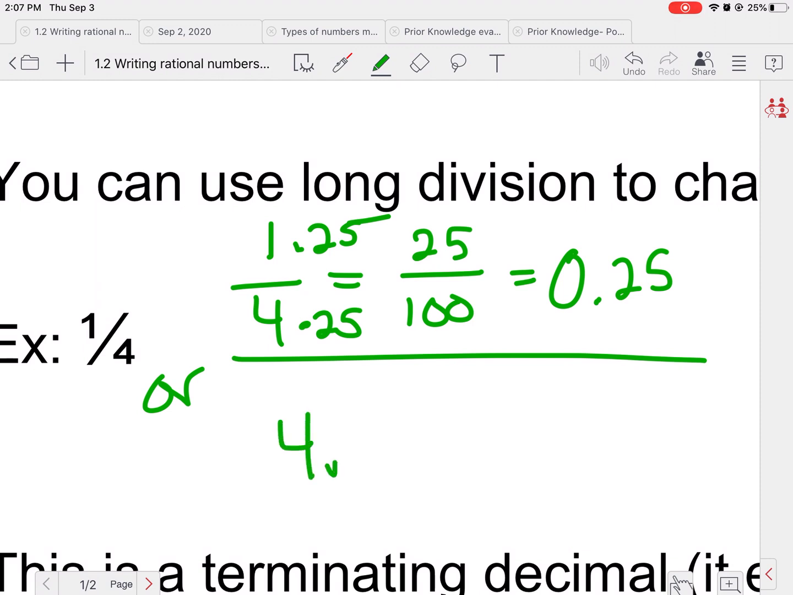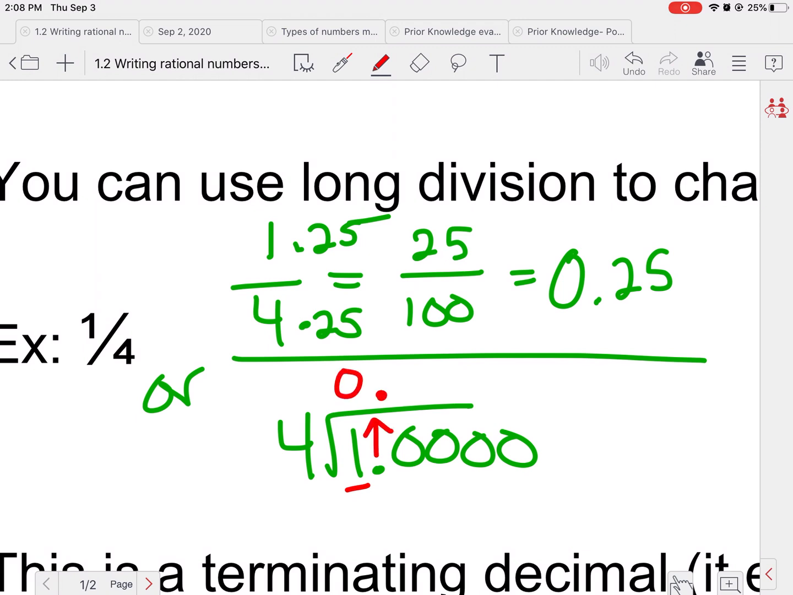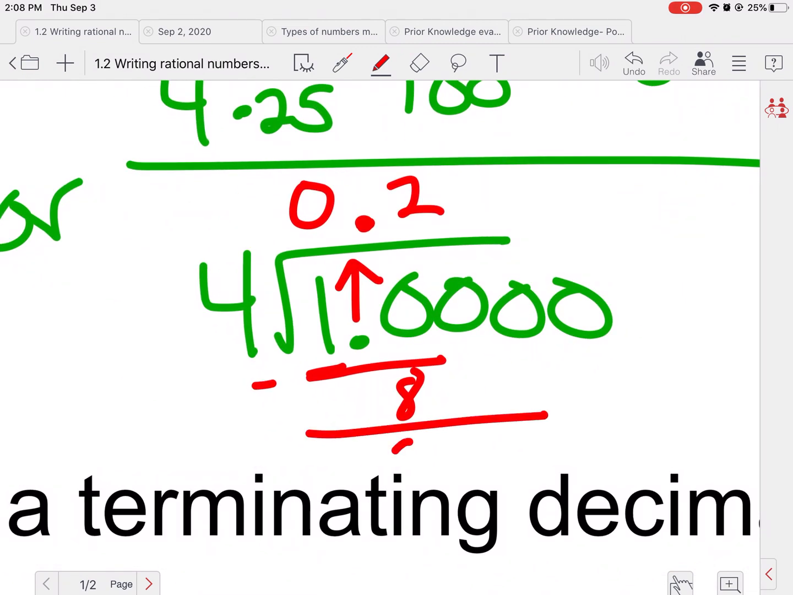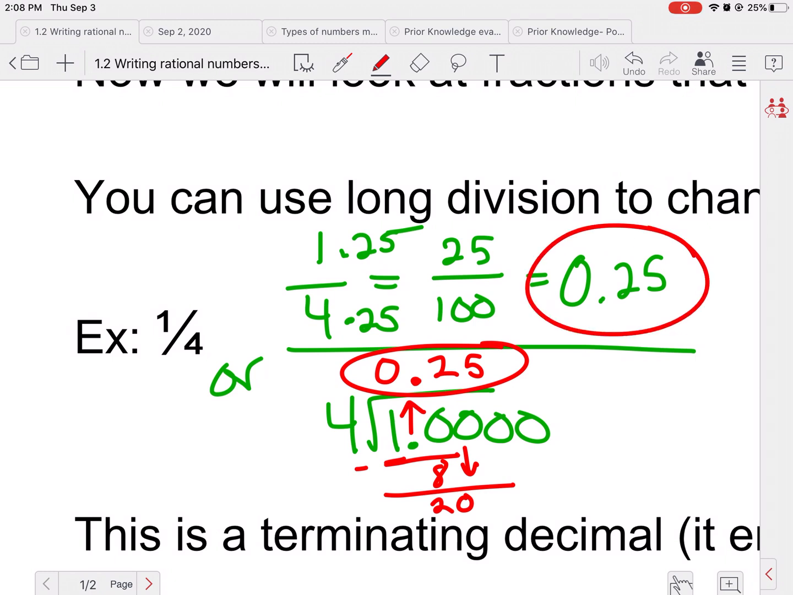You could say 4 goes into 1, and we're going to put a decimal and a couple extra zeros here. So I would say 4 can't go into 1, it's 0 times, and as soon as I hit my decimal, I want to make sure I bring that up. Then I would say, can 4 go into 10? 4 can go into 10 twice, and we have 8 left over. When I subtract that, that gives me 2, bring down my 0. And 4 goes into 20 five times. So again, I get my 0.25 no matter which way I do this. If it easily gets to 100, we can use that method. If it doesn't, we have to do long division.